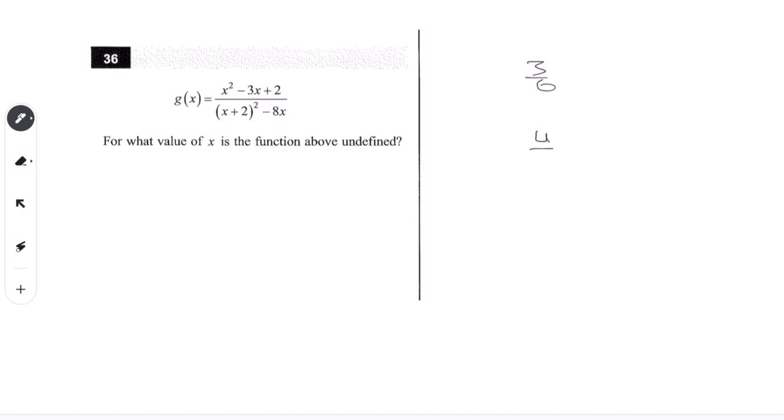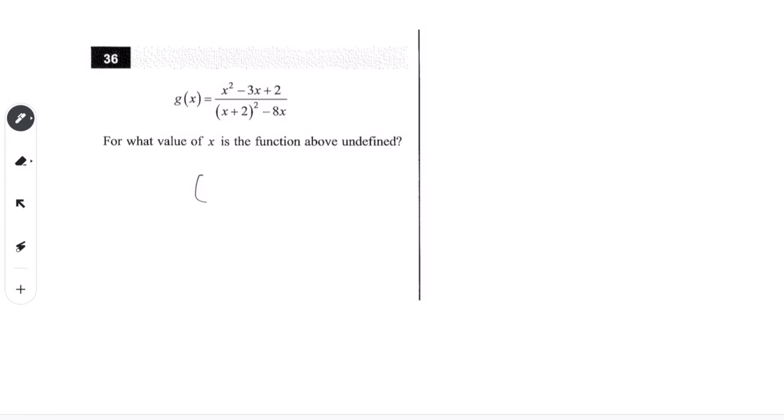3 over 0, 4 over 0, x over 0, 8,000 over 0. Anything divided by 0 is going to give you an error on your calculator because anything divided by 0 is undefined. Therefore, what we want to do is just make sure that this right here will become 0. So let's set this to be 0.